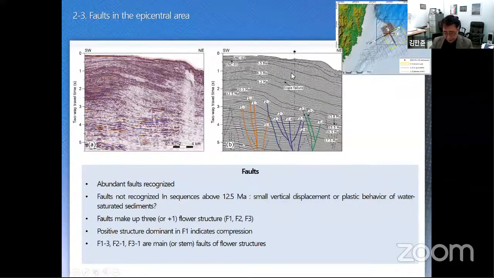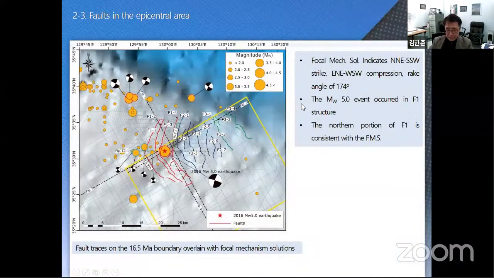I interpret the stratigraphic reflectors convex upward are dominant in flower structures. They may represent positive flower structures. This figure shows the traces of faults on the 16 million year boundary. The flower structures consist of the northern and southern segments with different fault orientation.